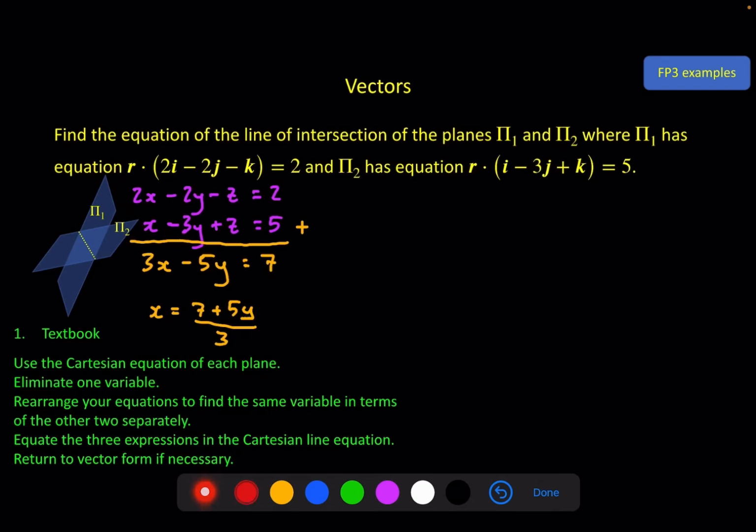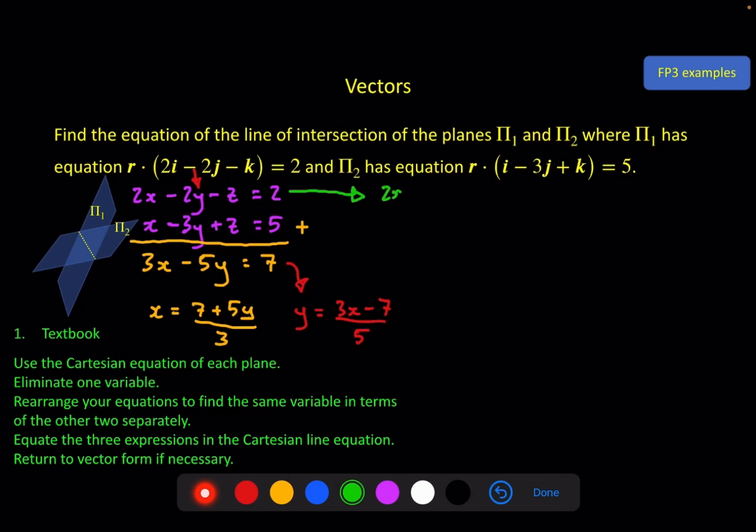So to do that, I'm going to do the exact opposite from here. I need to find y in terms of x. So that will be (3x minus 7) over 5. And the reason I need to do that is to put it into one of these equations. I'm going to put it in this one here to get rid of y and just have z's and x's in this equation.